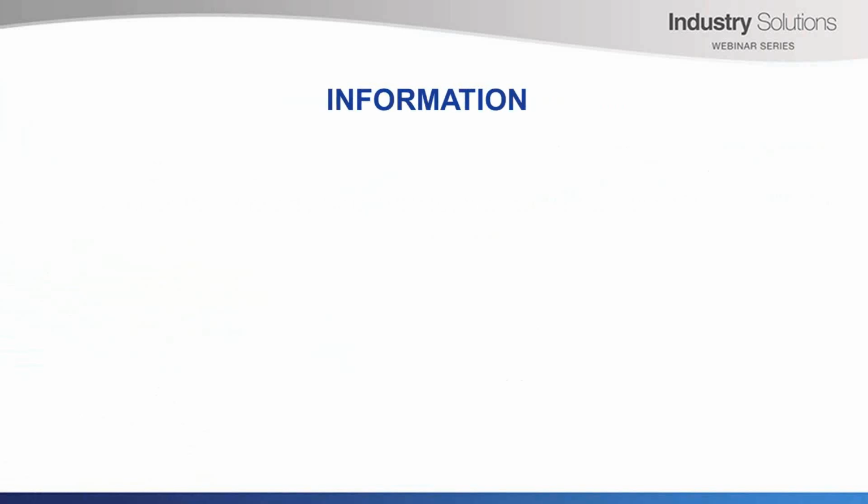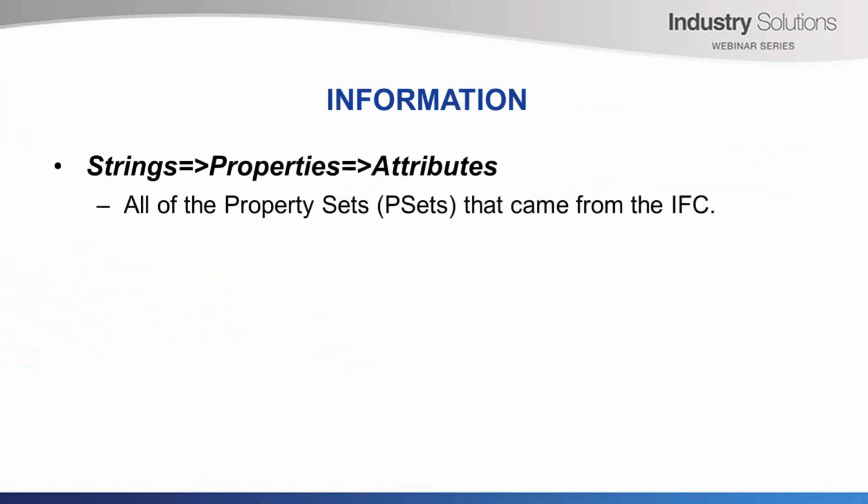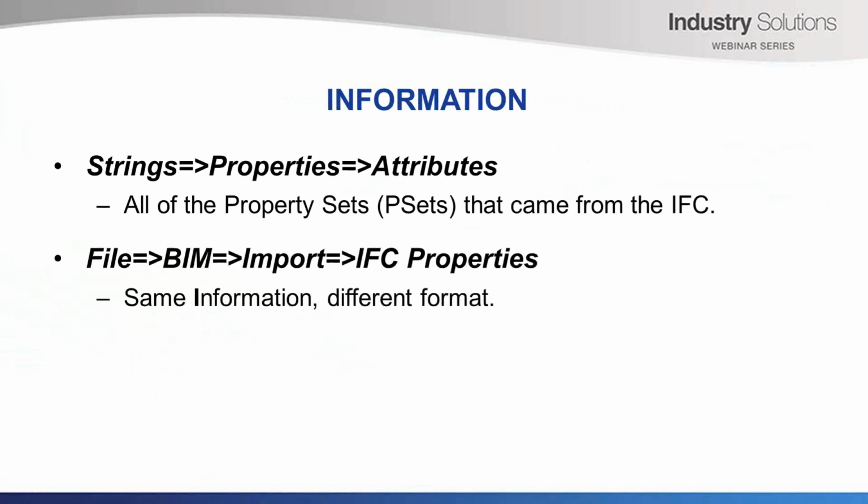Information. In an IFC file, they have something called property sets or P sets that come with the IFC file. When that comes into 12D, they're automatically converted to attributes. We've also got something called an IFC properties viewer, and it's the same information, just in a different format. And we'll have a bit of a look at that later.